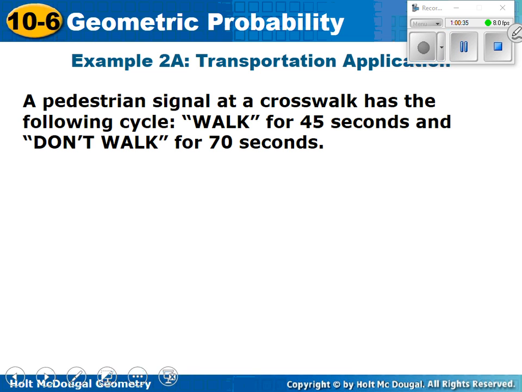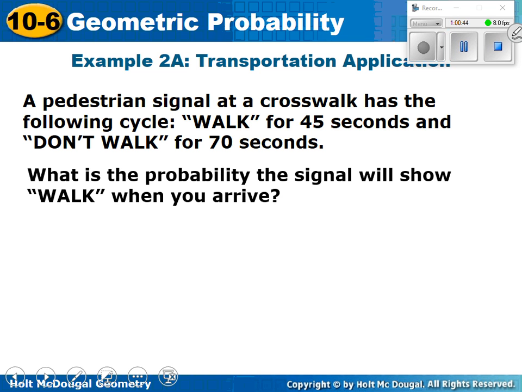It says a pedestrian signal at a crosswalk has the following cycle. Walk for 45 seconds, don't walk for 70 seconds. The question is, what's the probability that the signal will show walk when you arrive? So one more time, you're going to start your answer with P parentheses. What are we finding the probability of? Walk. So whatever your event is goes in your parentheses. Probability of walk.